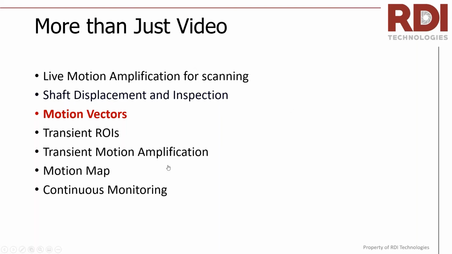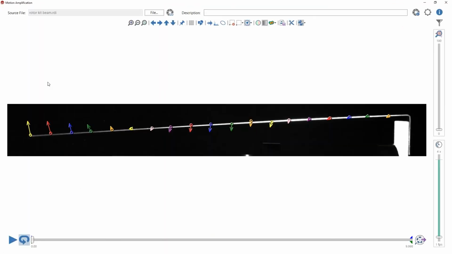Okay, so let's talk a little bit about motion vectors. This is a tool that I think is interesting, that you can sort of leverage, again, going beyond just the motion amplification, to be able to show motion in a different way. And so I'm going to pull up a rotor kit beam. This is a machine vibration trainer that has a cantilever beam on top.